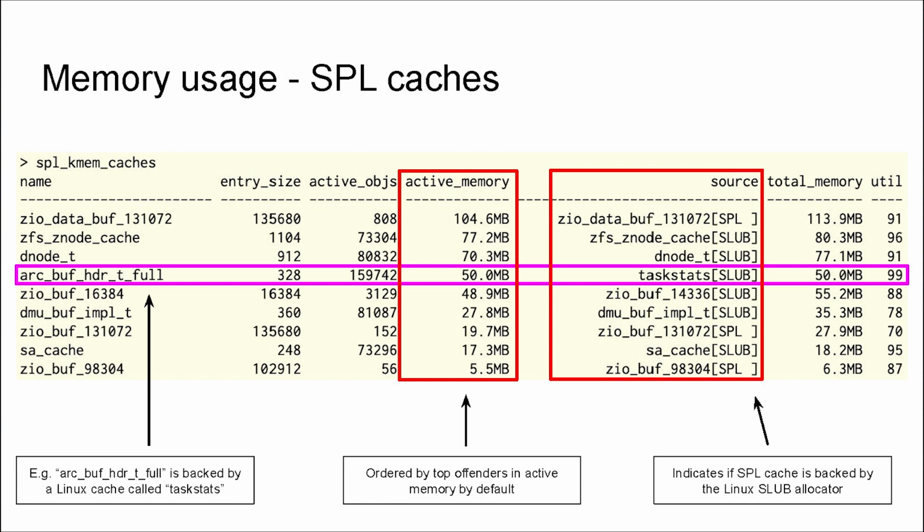And yeah, continuing in this small tour of commands, when you hit issues about memory usage, sometimes you want to see what the SPL caches look like. So we created the spl_kmem_caches command, where you get a nice report of all the caches, ordered by the top offenders. Basically, you can see here zio_data_buf has the most active memory. But what's even more interesting is that you get a mapping of where the caches actually reside. In ZFS on Linux, depending on the size of the allocation, we do different things. For small allocations, we are using an underlying Linux slab cache.